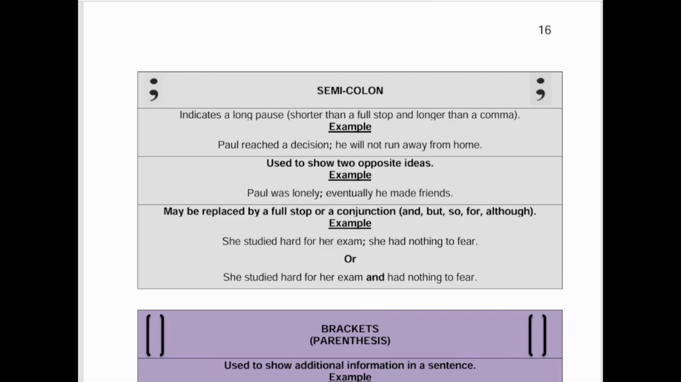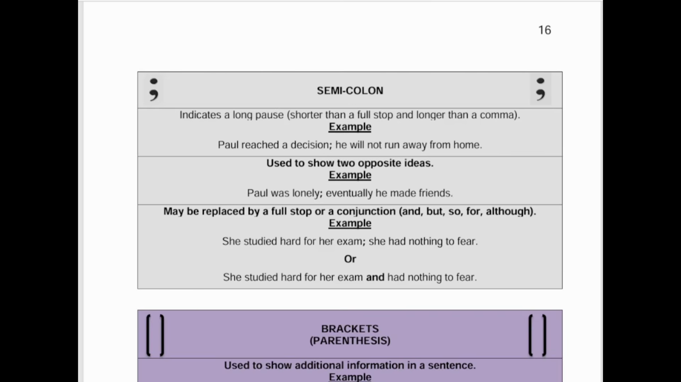Another example: a semicolon used to show two opposite ideas. Example, Paul was lonely; eventually, he made friends. Those are contrary ideas. They are contradicting each other. Paul initially was lonely, but maybe after coping, he made friends. So a semicolon is used to show two opposite ideas.